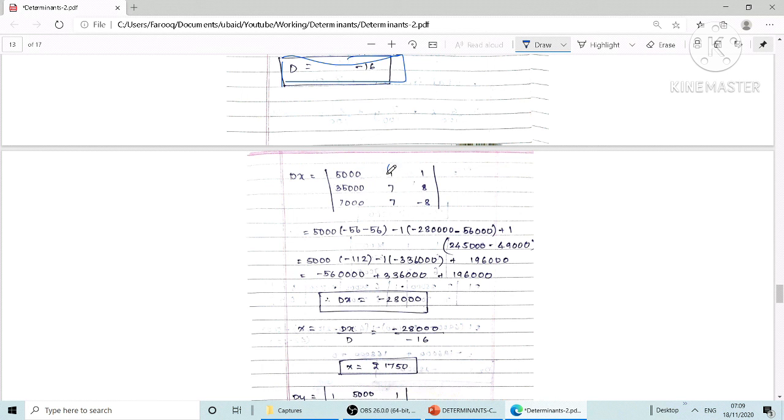Again, when we copy this one, hide first column and second row. What is left? 35,000 and 7,000 is left, 8 and minus 8 is left. When we cross multiply 35,000 into minus 8, what will we get? Minus 2,80,000. When we multiply 7,000 into 8, what will we get? 56,000, because we put the minus sign here by the rule.